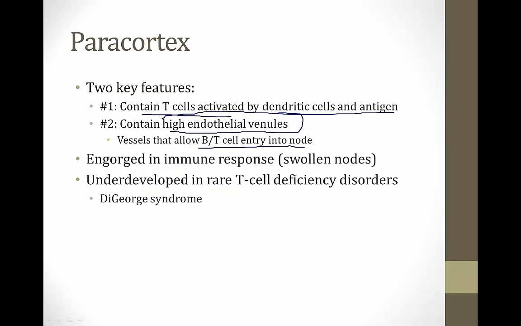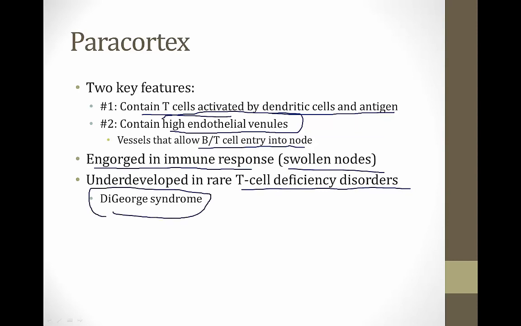Two other special things to be aware of about the paracortex: it can become engorged in an immune response when patients have swollen nodes because they are infected. The paracortex is very large. And in addition, there are some children born with very rare T cell deficiency disorders where they don't have T cells. One of these is DiGeorge syndrome, and these children will have a very underdeveloped paracortex because obviously they don't have T cells to make up this portion of the lymph node.